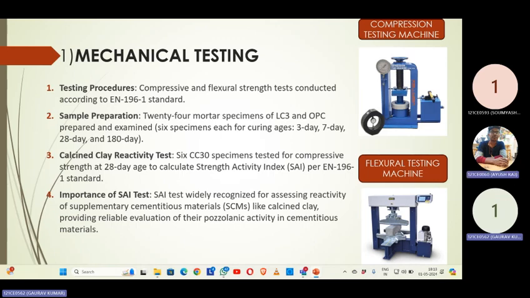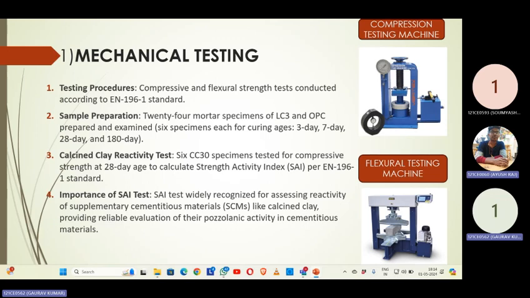First, mechanical testing. The first point is testing procedures: compressive and flexural strength tests were conducted according to EN 196-1 standard. Second point is sample preparation: 24 mortar specimens of LC3 and OPC were prepared and examined. Third point is the calcined clay reactivity test: 6 CC30 specimens were tested for compressive strength at 28-day age to calculate a strength activity index per EN 196-1 standard.